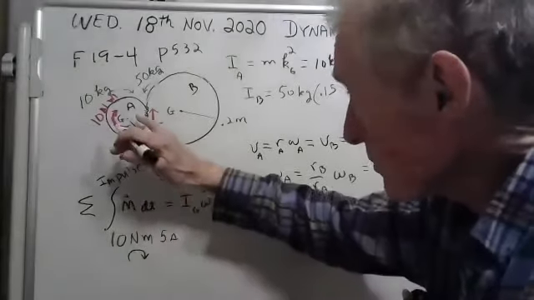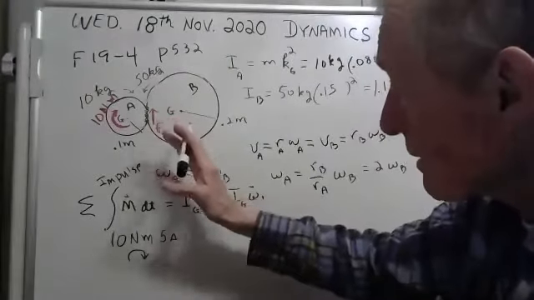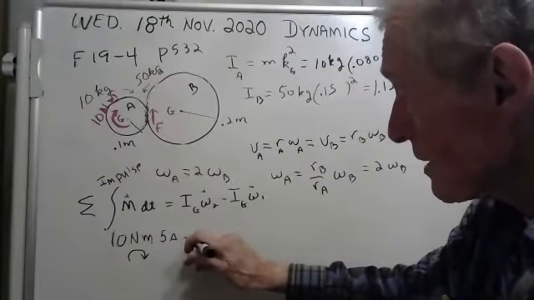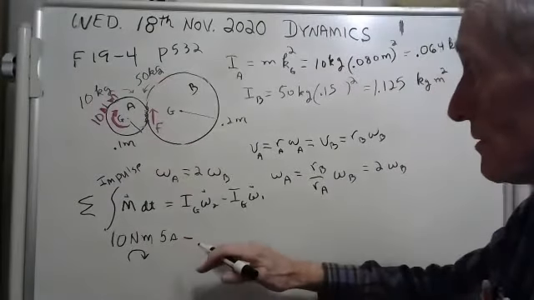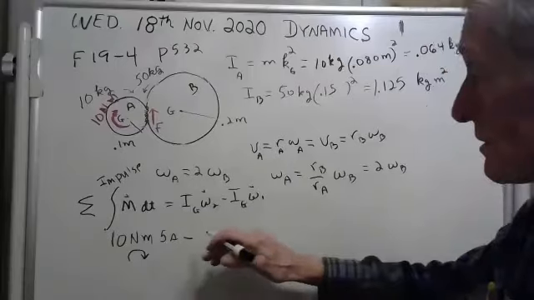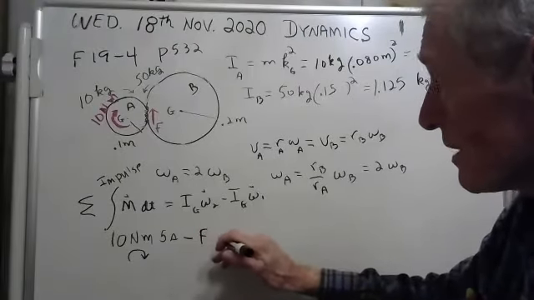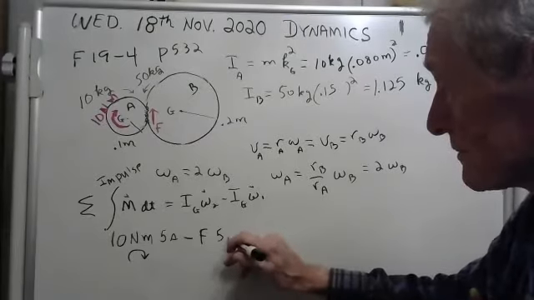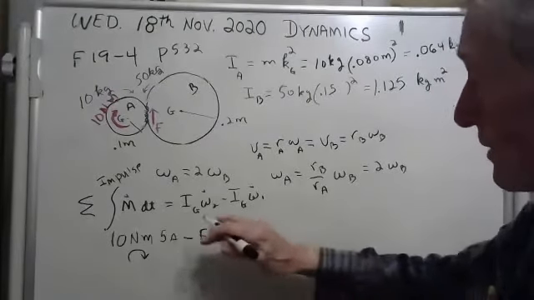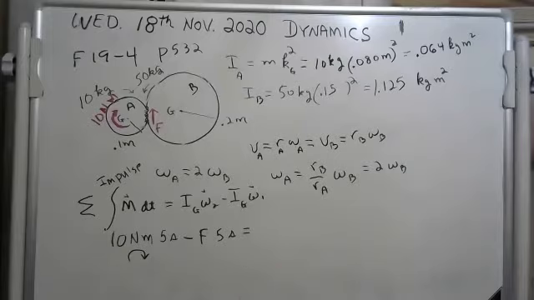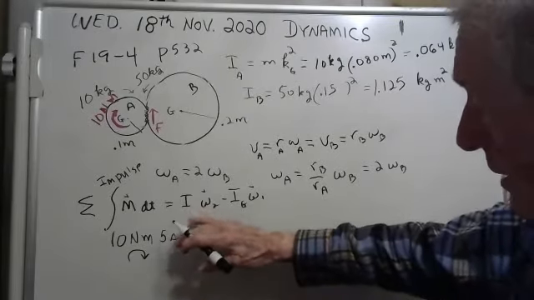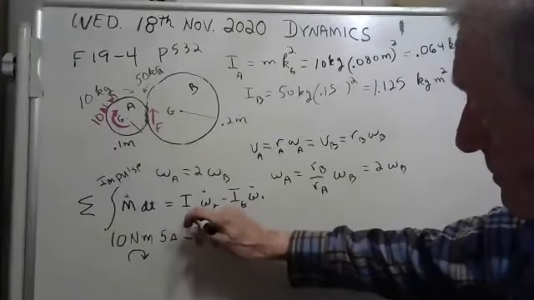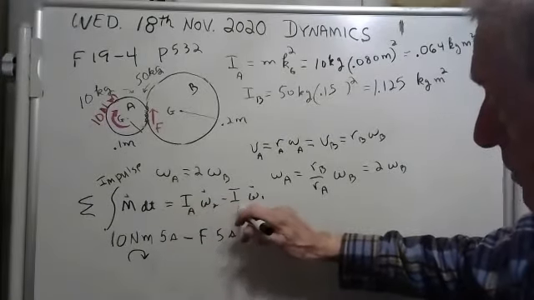But there's another impulse on body A, and it's going the other way, because Shane says it's got a force going up. That's going to go counterclockwise, so that's going to oppose that 10 Newton meters times 5 seconds. The trouble is, I don't know what it is. It's just F, but you have to go times 5 seconds. Hope you can read my writing. Now over here, we've got I of G. Well, it's I of A we're talking about here. We're doing body A, the gear at A.